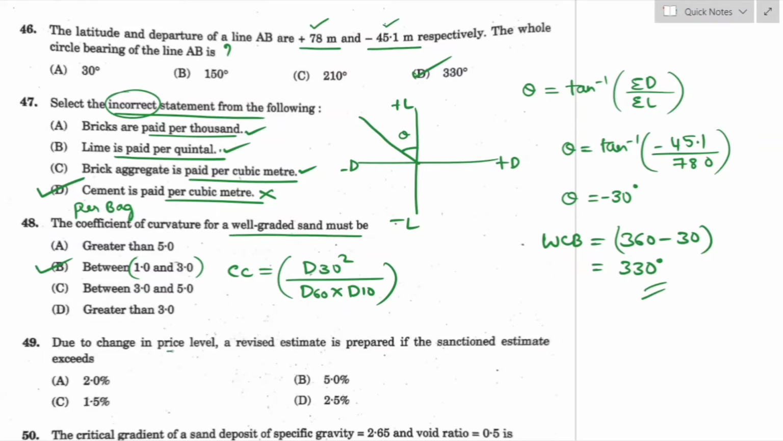Question number 49. Due to change in price level, a revised estimate is prepared if the sanction estimate exceeds 5%. Option B is the right answer.